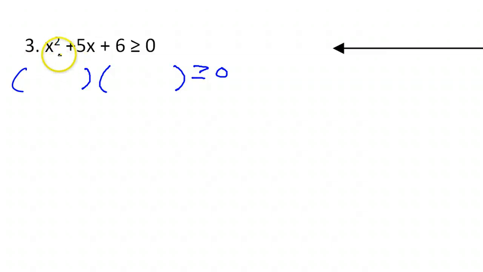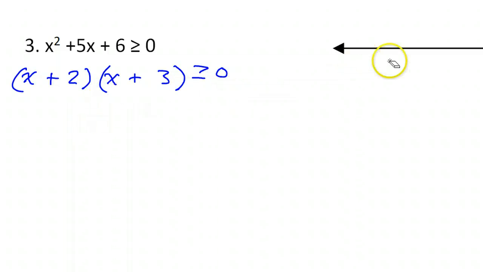If I do that, x squared is x times x. 6 is probably going to be 2 times 3, but if this doesn't work out, I can use 6 times 1. Inner plus outer equals middle. So inner, I have 2x, outer, I have 3x. I'm trying to get a middle of 5, and that will happen if both of these are positive.